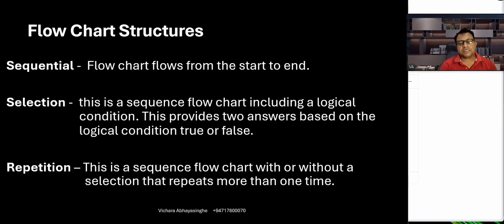The last structure of flowchart is repetition. This is where we are going to repeat the process more than one time. We can mention that as a loop as well. So these are the three structures in flowcharts, and I hope you all can understand the different structures.